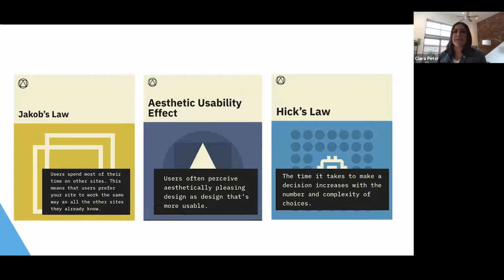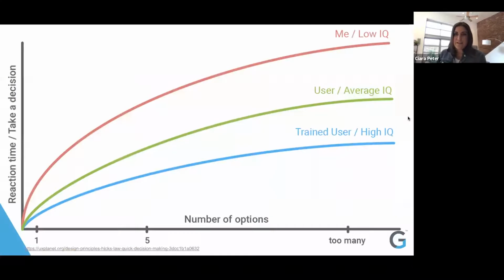Third law that I really like is called Hick's Law. And Hick's Law says that the time it takes to make a decision increases with the number and the complexity of choices. So I found this graphic. I love this. It's me, low IQ. But what this says is basically, if you are highly trained, it'll take you a little bit less time.